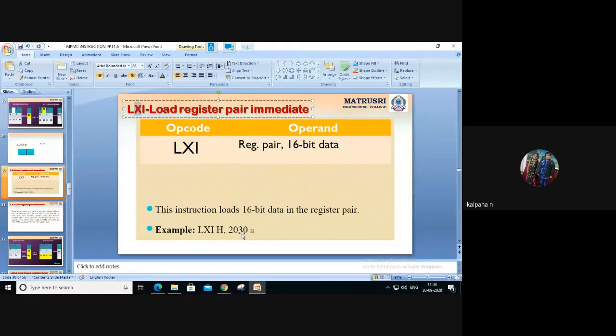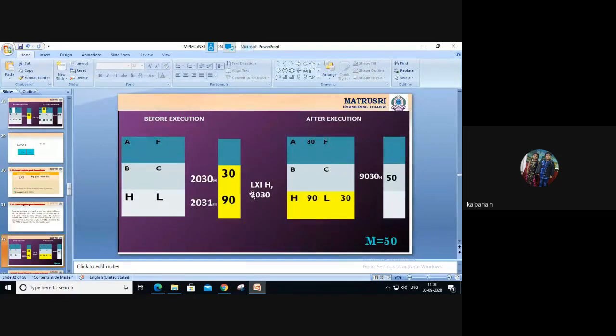This data will be moved into the H. What is the other register which is paired with H? L. H, L. So what is the data present in the 2030 memory location? That data is moved into H and L. See here, the example is LXI H comma 2030. Now this is the memory location. So in 2030, what is the data present? 30. The register pair is H, L.